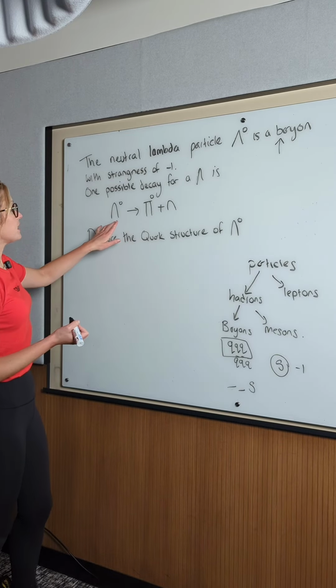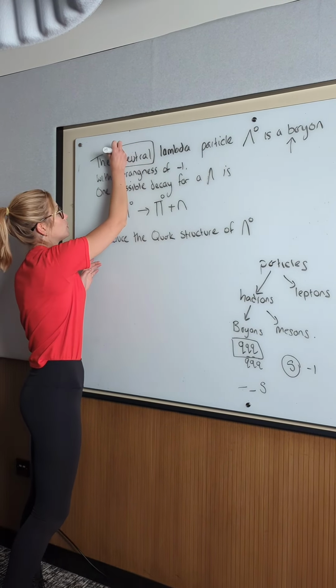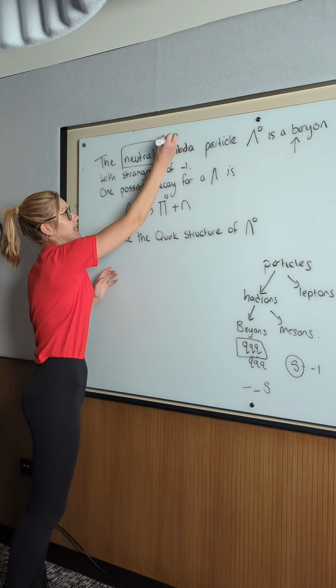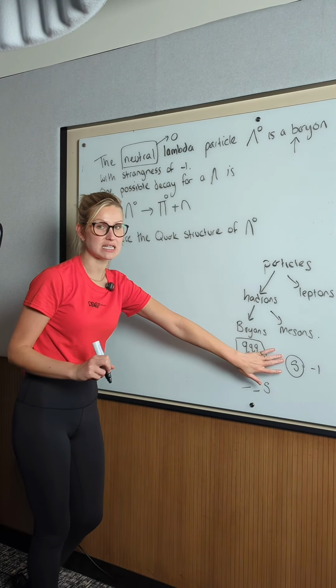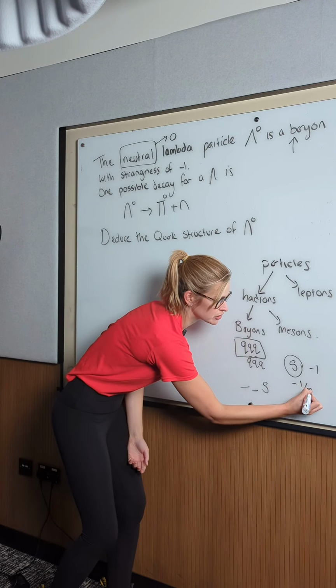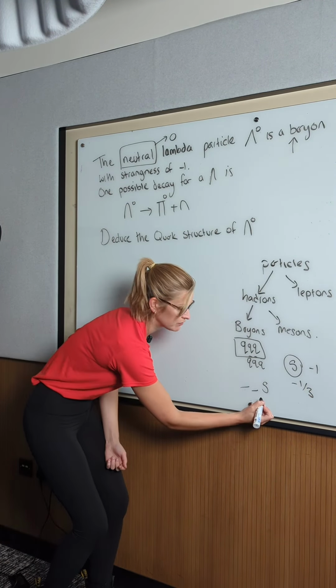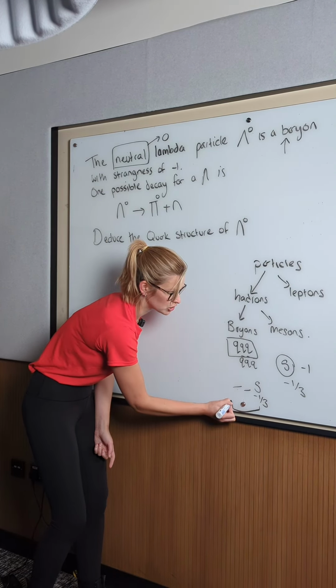So I look back up here, and again, it told me it was neutral. Because it's neutral, what that means is its overall charge has to be 0. Again, I look back here, and I can see on my data sheet a strange particle has a charge of -1/3. So I just write that beneath it. So I've got a charge of -1/3, and overall, I need to have a charge of 0.